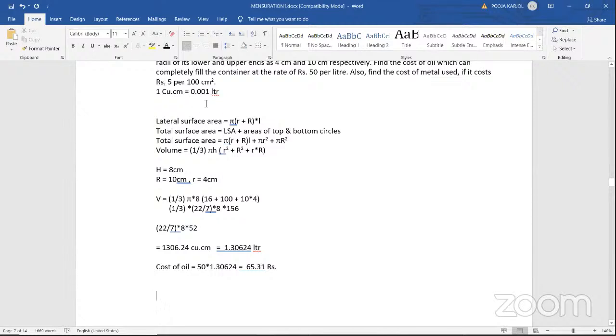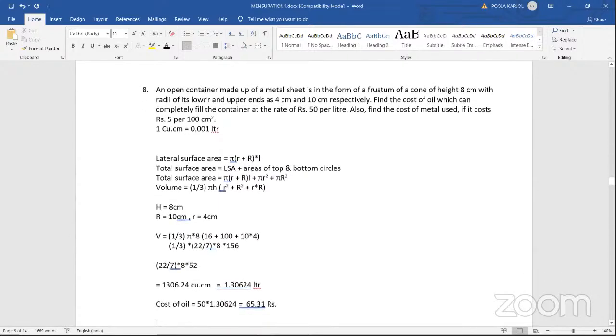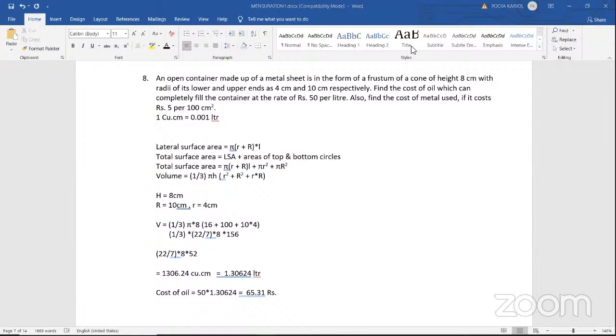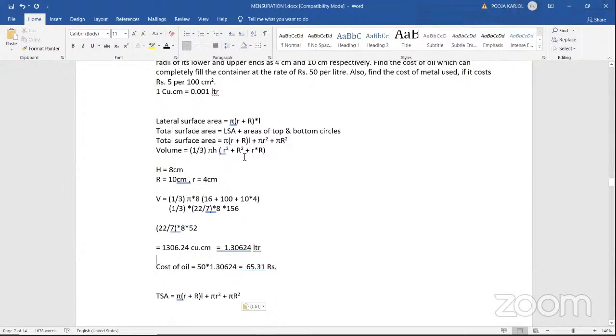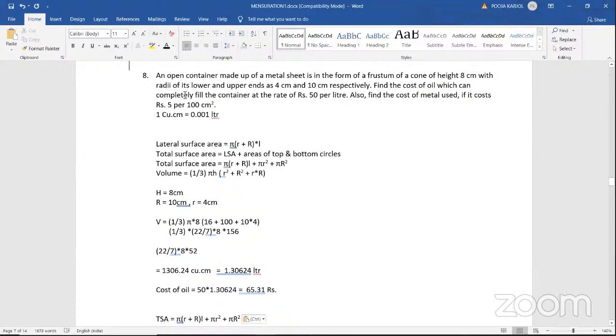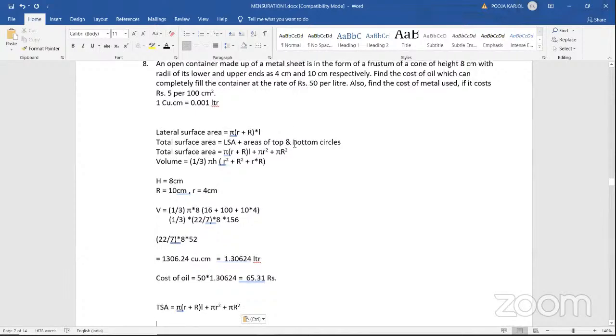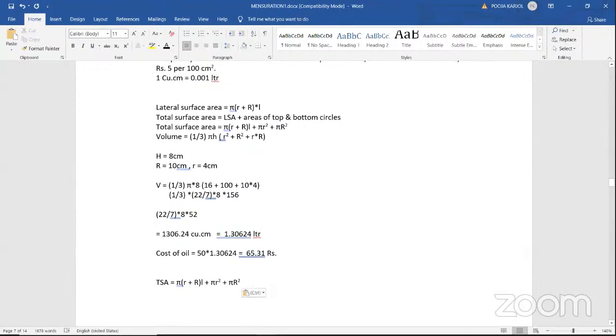When they are asking the cost of the metal, what do you have to find? TSA, correct. What is the TSA? Ma'am, it's an open container, no? Exactly, yes. TSA is this, but they have mentioned it's an open container. That's the first sentence: an open container made up of metal sheet. What does open container mean? The top part is not there. That means this part, pi r square, will not be there.